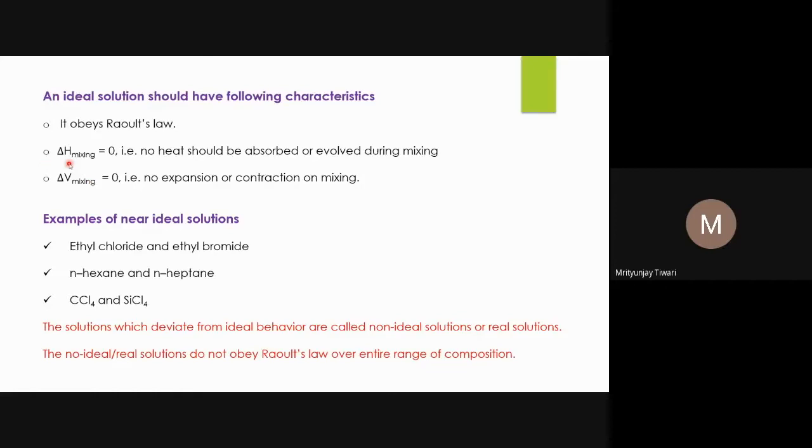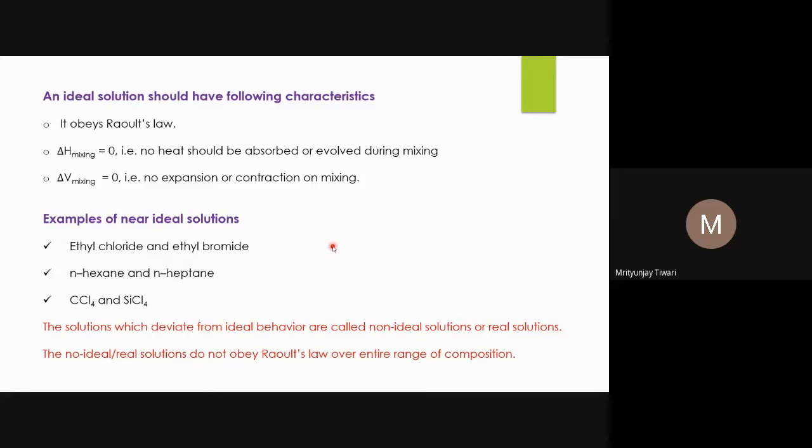Similarly, the heat content of the solution should be equal to the heat content of the solute plus the heat content of the solvent. Then this delta H mixing will be zero. So the examples of near ideal solutions are ethyl chloride and ethyl bromide solution. So why near ideal solution?